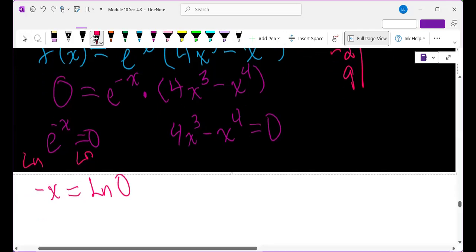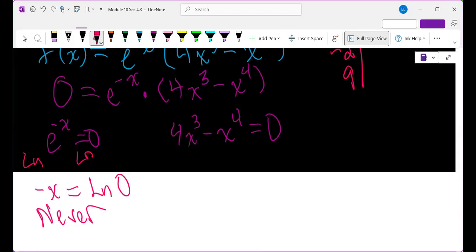So e to the negative x is just numbers that are getting increasingly smaller, but they're all still positive numbers. So this never happens. So there's no x values coming from that. So it's totally fine: e to the negative x equals 0 never happens. Okay, ignore that.